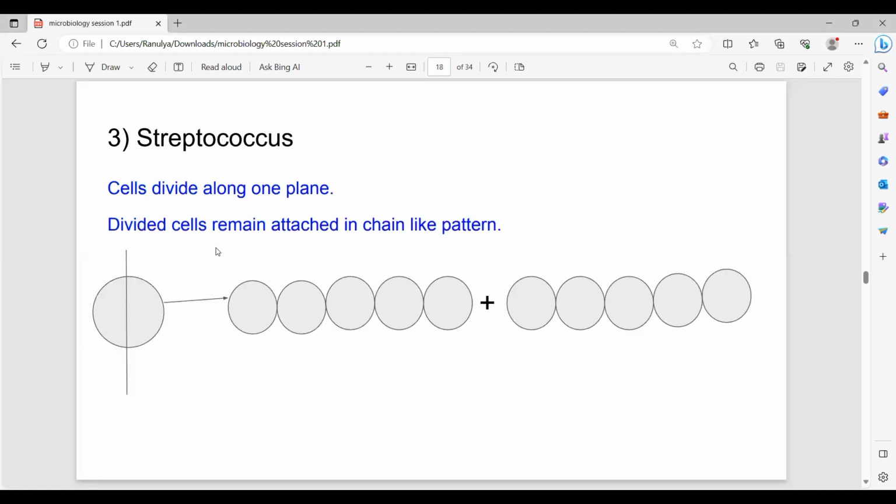Streptococcus. Again, here also cells divide in 1 plane, but divided cells remain attached in a chain-like pattern. If there are 3 or more cells, we call it streptococcus, like a chain. If there is only 1 coccus or monococcus, if there are 2 cells remaining attached together, it is called diplococcus. If there are several cells, it is called streptococcus. Right? So in all these three cases, the parental cell is divided in one plane. Right. Next one.